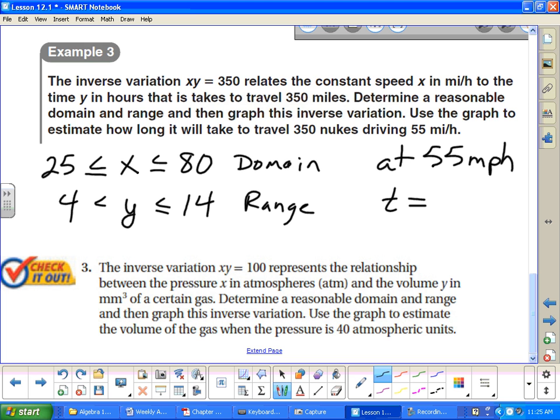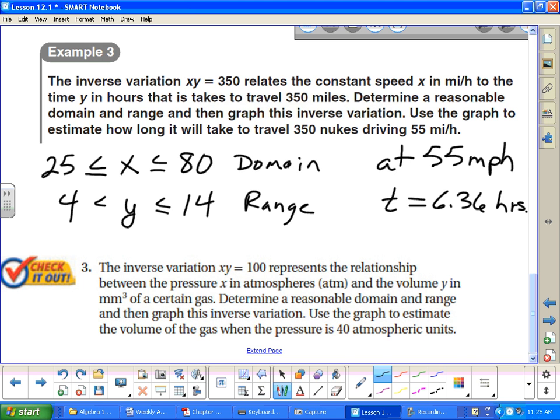Not using the graph? We didn't make a graph, did we? Isn't there an easier way than the graph? How did you get 4 and 14? Okay, you divide 350 by those two numbers, 25 and 80. So if they're going 55 miles an hour, then how long is it going to take them? 6 point what? 6.36 hours. So that was found by doing 350 divided by 55.